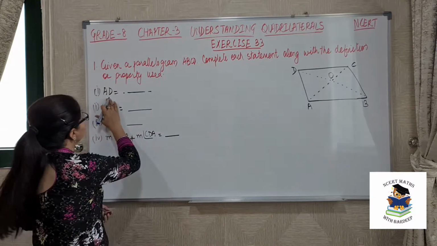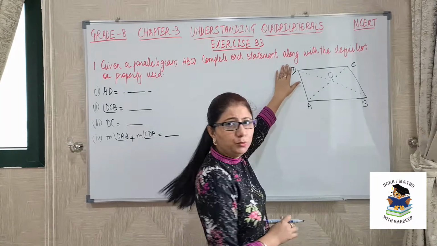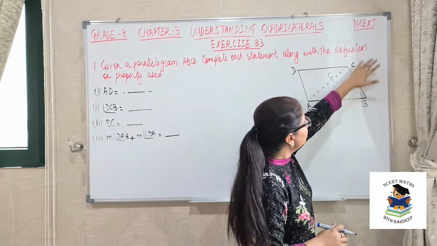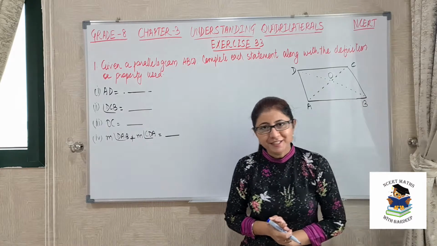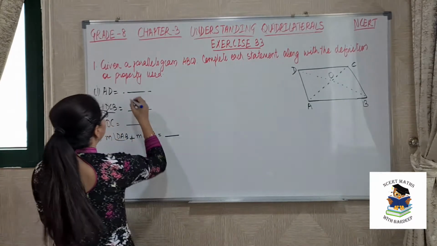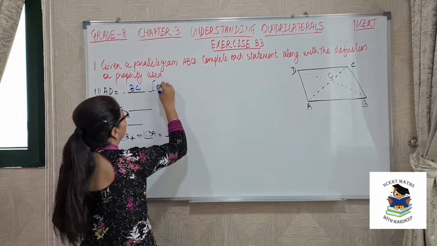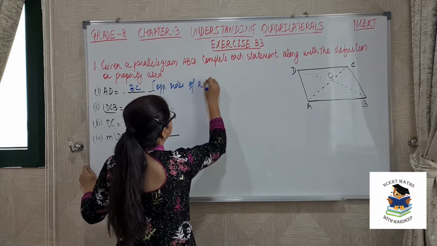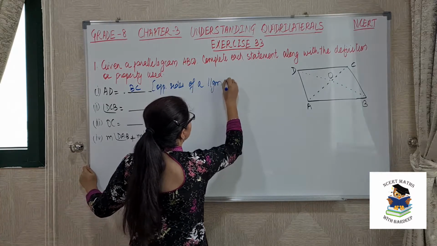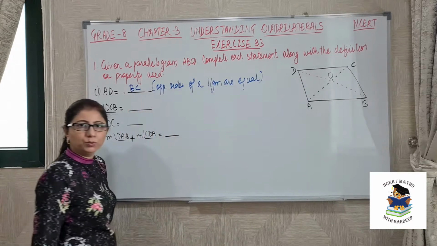Okay, so first one is AD. So AD is this side. It should be equal to what? So it should be equal to BC. Why? Because opposite sides of a parallelogram are equal. So we will write AD is equal to BC, and reason you should give opposite sides of a parallelogram are equal.